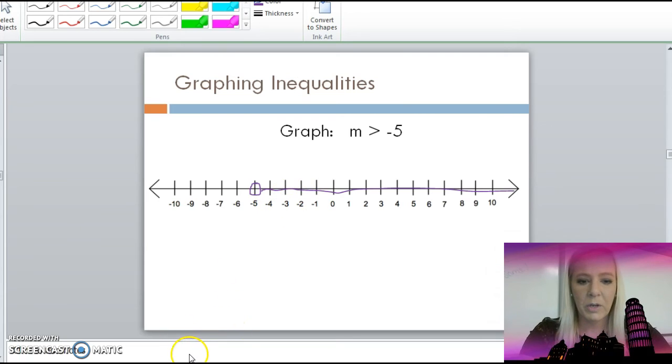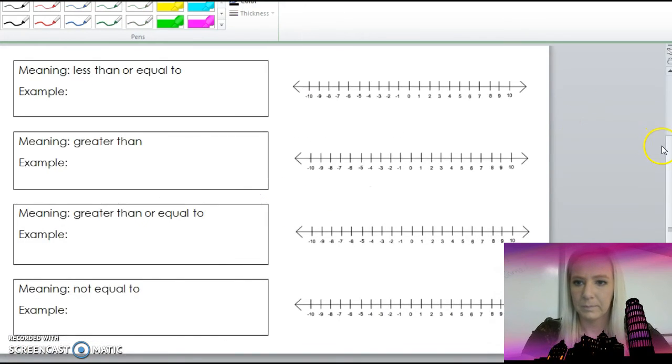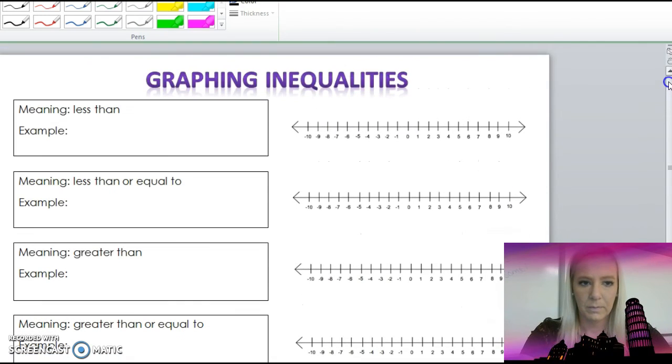Okay, what I want you to do is get out your graphic organizer. And we're going to do a few examples. Let's start out with x is less than 2. I'm going to leave an open dot at 2 and shade in the less than direction, where all of the numbers are less than 2.